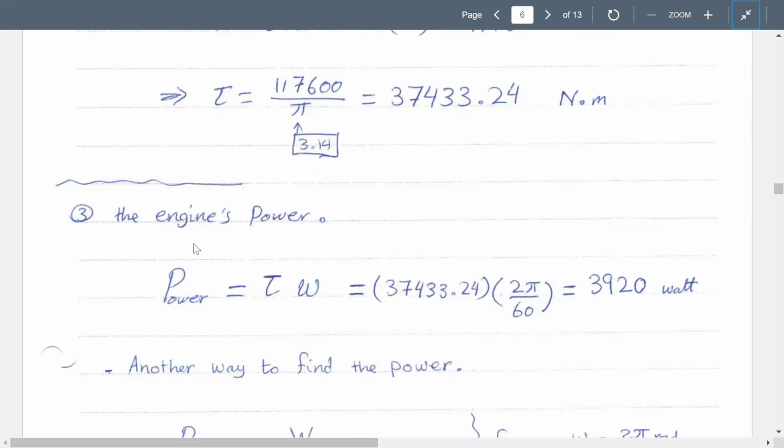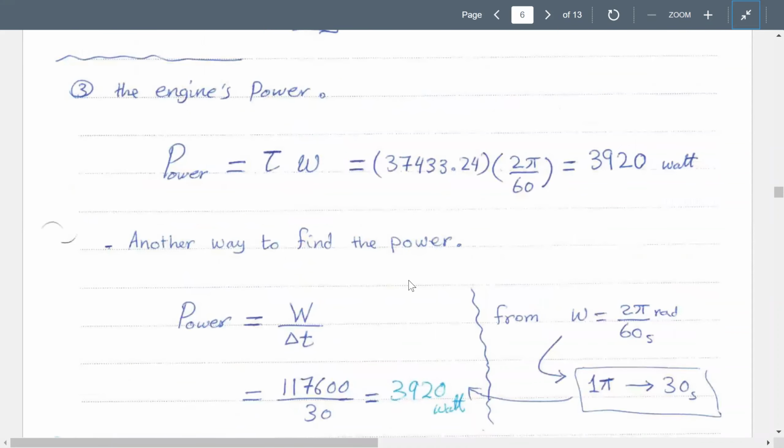Now, the engine's power. Okay, we have the velocity. The velocity, I told you, is 2 pi, one rotation over 60 seconds. The torque is found now. So multiply the torque by the angular velocity, it will be 3,920 watts.